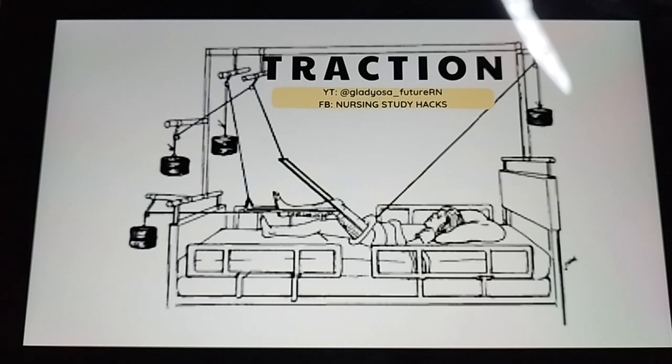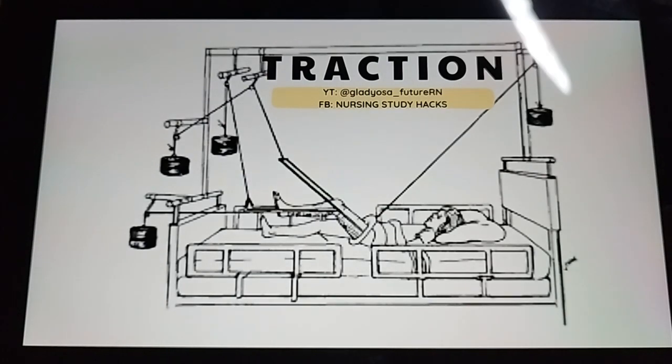So anyway, speaking of PNLE, marami akong nakitang video sa TikTok and information sa newsfeed na sinasabing may lumabas daw na questions about traction. So syempre, ang ante nyo, dali-dali nag-review at nag-refresh about traction. Kaya isa-share ko siya sa inyo today.